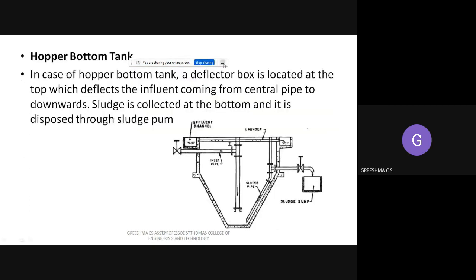Next is the hopper bottom tank. So this is a hopper bottom tank. Here the deflector box will be located at the top, which deflects the influent water coming from the central pipe downwards, and the sludge is collected at the bottom and disposed through a sludge pipe. So that means this will have a hopper bottom, and all the sludge which is deposited will be collected from the bottom. The influent water will be coming through here, and there will be a sludge pipe to remove all the sludge. So this type of tank is known as a hopper bottom tank.